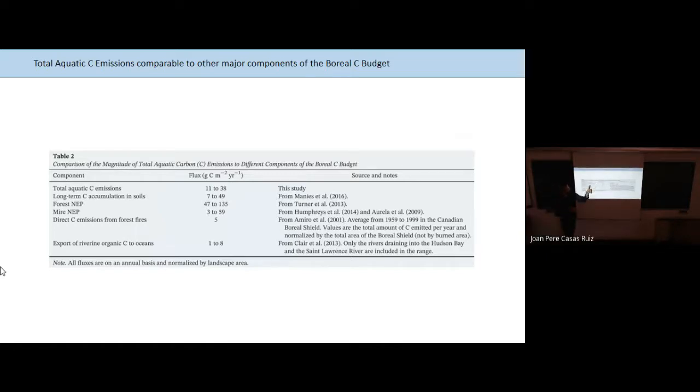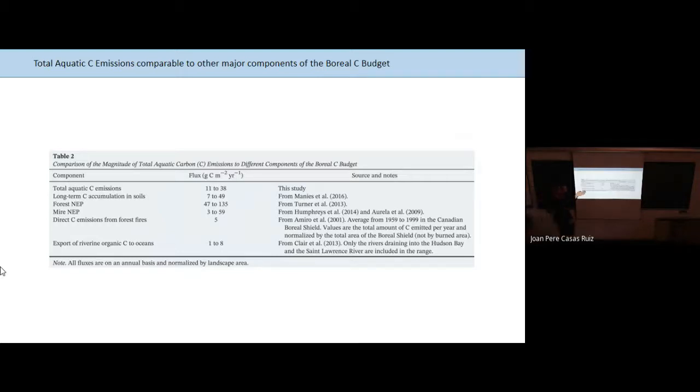This was a bit unexpected for us because we expected a bit more variability, given that we had very different regions across Quebec. But in terms of magnitude, this is very interesting because it's comparable to other components of the boreal carbon budget. For example, these numbers are in the same magnitude as the long-term carbon accumulation in soils, or the NEP of forest and wetlands, or the direct carbon emissions from forest fires, right? So we need to really account for these total aquatic carbon emissions, because they have the potential to offset some of these terrestrial sinks. So if we don't account for them, the numbers are not going to match in carbon budgets, right?